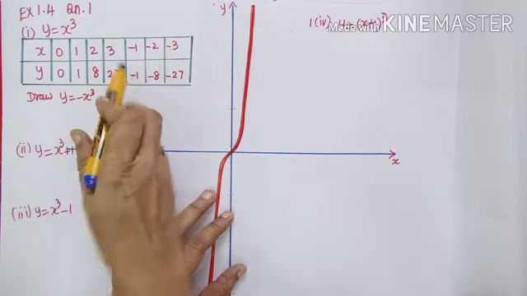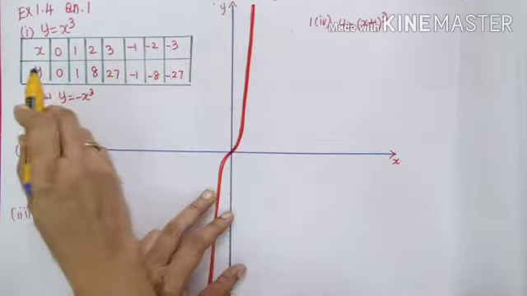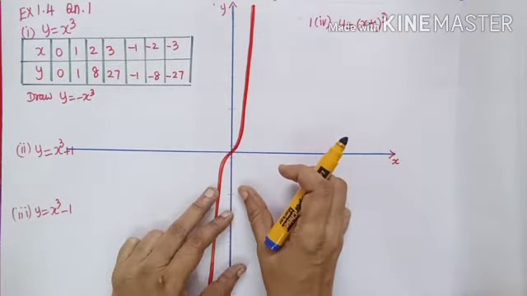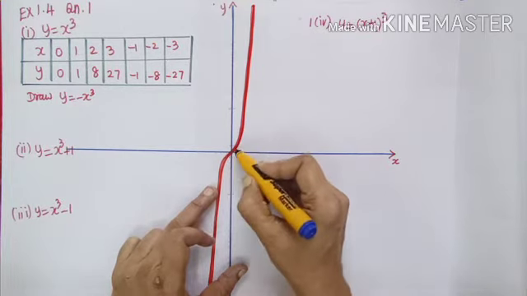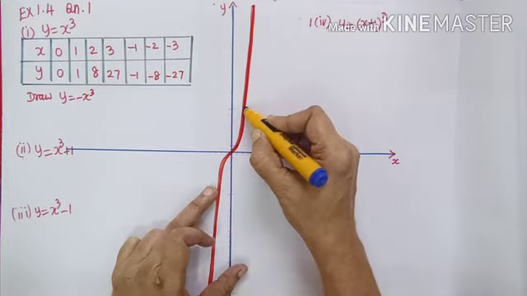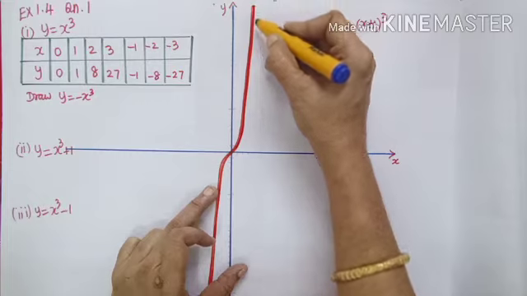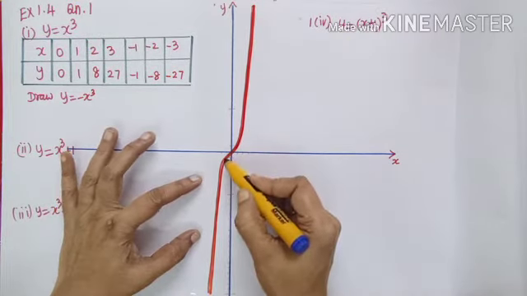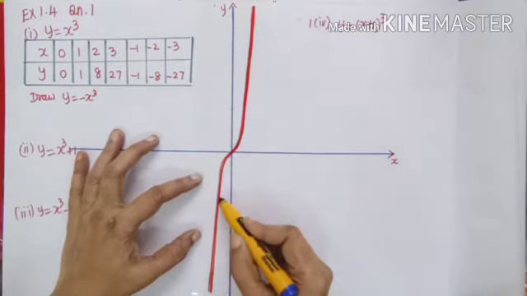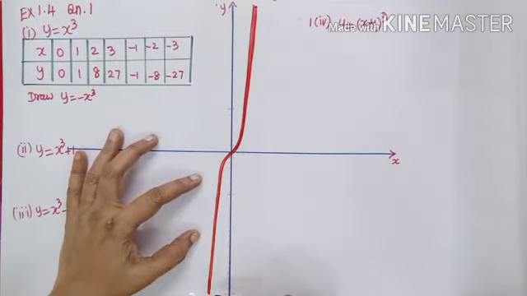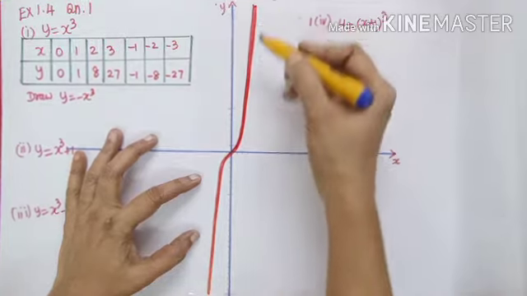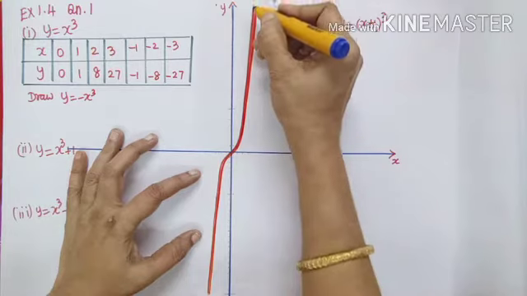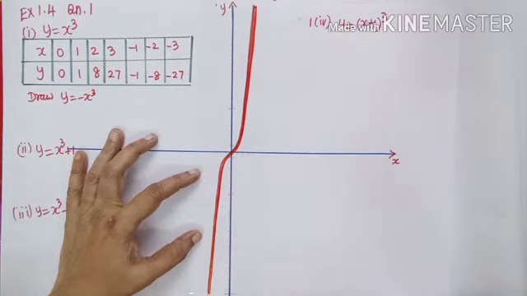Same idea I can put for minus values. So we have taken the various x values and y values. Let us plot it. 0, 0, 1, 1, 2, 8, 3, 27. The same idea down: minus 1, minus 1, minus 2, minus 8, minus 3, minus 27. So we have drawn the curve y equals x cube. Just joining all the points, we have extended.